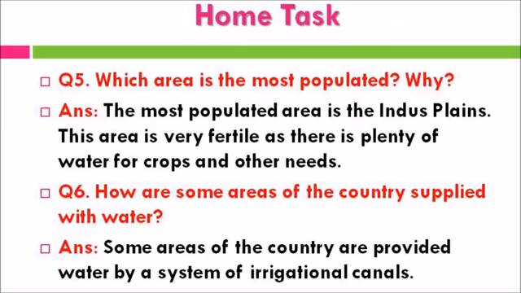Okay, students, today our home task is question number 5 to 10. Question number 5 is which area is the most populated and why? Answer is the most populated area is the Indus Plain. This area is very fertile as there is plenty of water for crops and other needs.